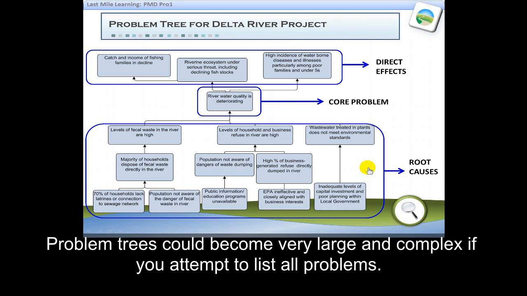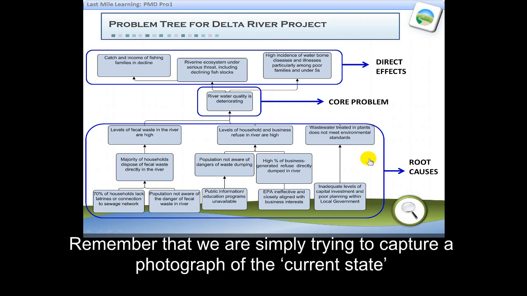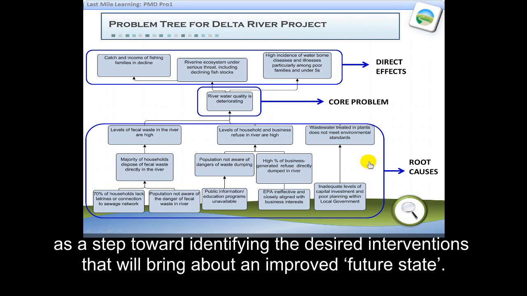Problem trees could become very large and complex if you attempt to list all the problems. Remember that we are simply trying to capture a photograph of the current state as a step toward identifying the desired interventions that will bring about an improved future.